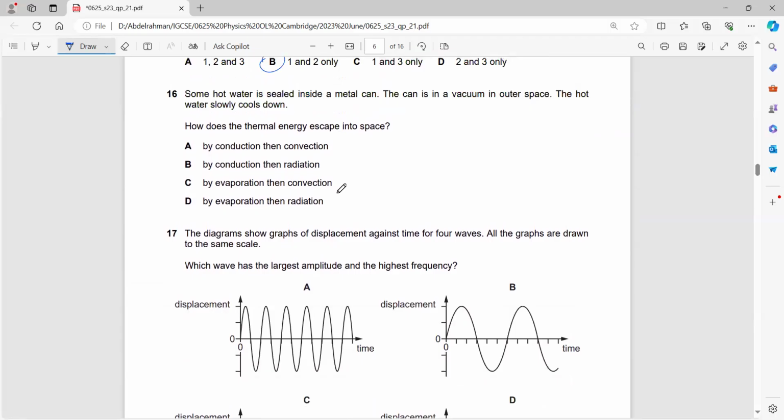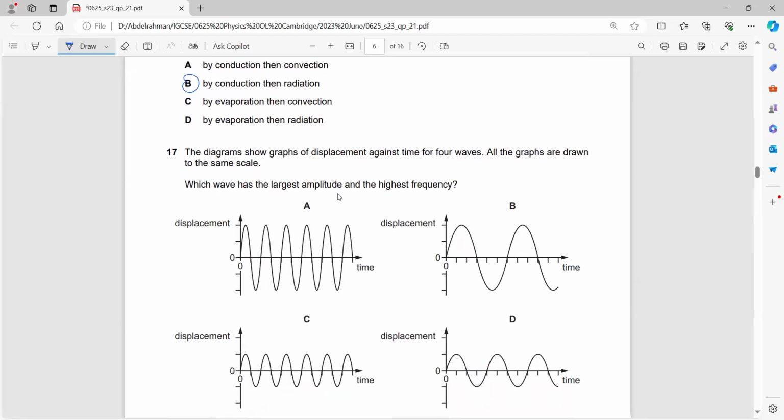Some hot water is sealed inside a metal can. The can is in a vacuum in outer space. The hot water slowly cools down. How does the thermal energy escape into space? Only by radiation in space? What about through the surface of the metal? Definitely through conduction, and then by radiation into space.